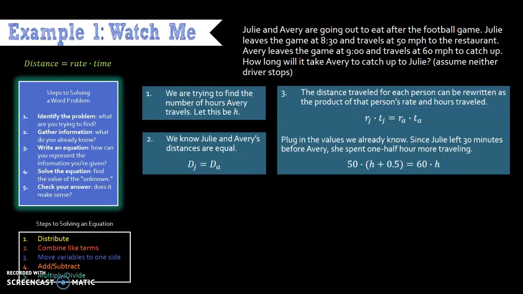Julie left 30 minutes before Avery, so she has spent a half hour longer traveling than Avery did. She left earlier, she's been in the car longer, so I know that her rate is 50. She's been in the car for the amount of time that Avery travels plus half an hour more. And then we're going to plug in 60 for Avery's speed. And we already defined our variable h as the time that Avery spends traveling. So now we have an equation. We filled in what we know from the word problem. We're going to solve this equation for h.